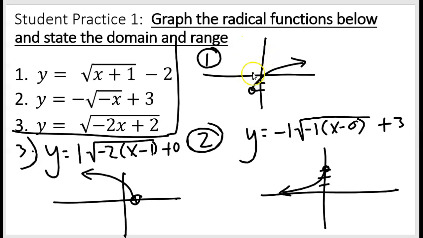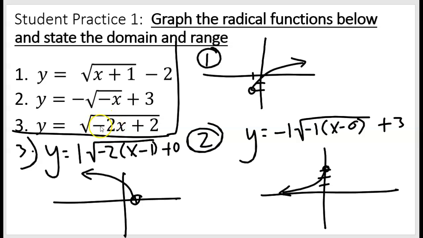So for number 1, my starting point was at negative 1, 2, and it's up and to the right because the a and the b are both positive. As for number 2, we're missing the a, so that's going to be a negative 1 there. We're missing the b, so that's also a negative 1. And we're also missing the h, so that's a 0. So if you fill in all your missing numbers, it would look like this. So my starting point is 0, 3, and we're going to go down and left because the a and the b are both negative. Next one.